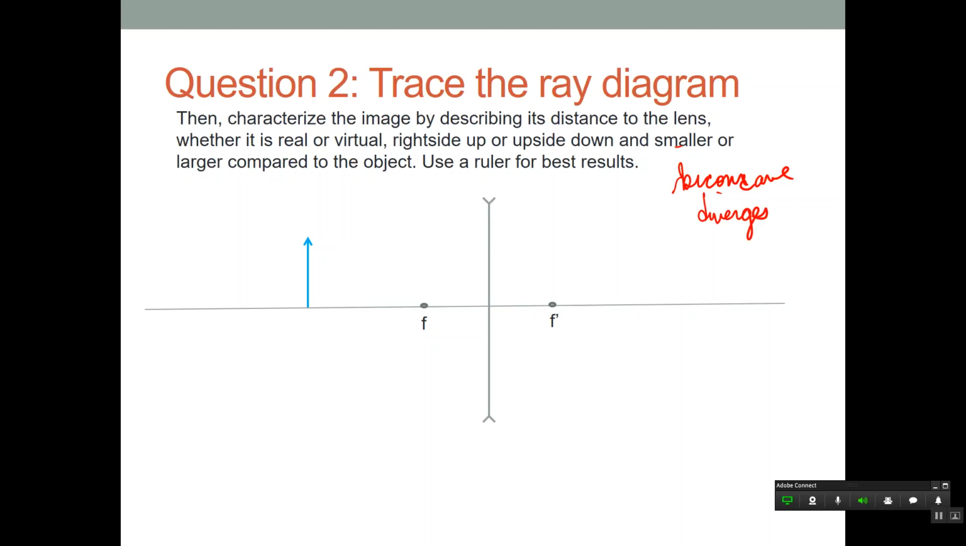Diverges light. The markers aren't great, eh? They're not erasing well. Okay, you guys keep doing that. I'll go.